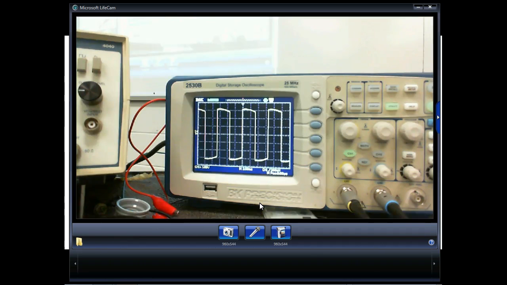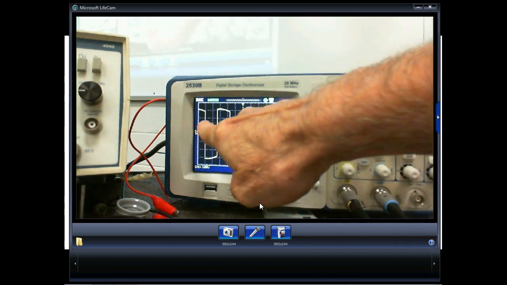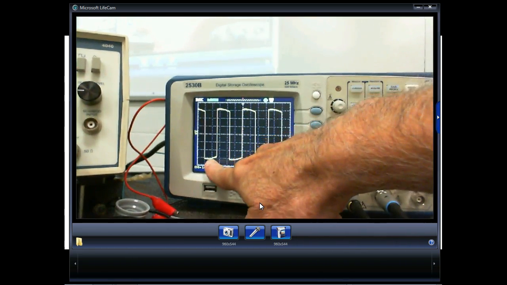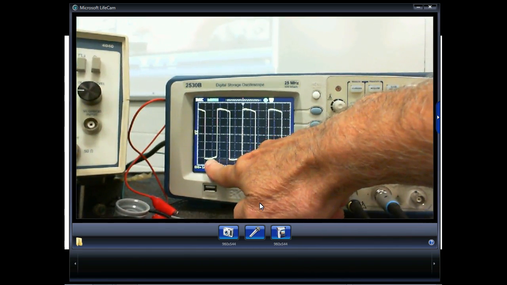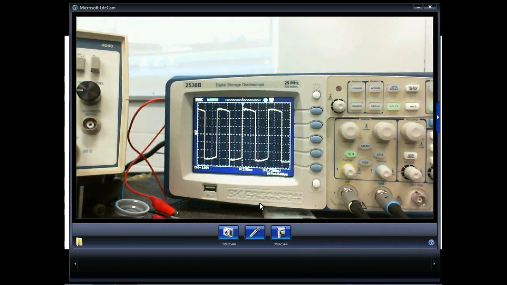Why is it AC? Because this is still positive, this is still negative, right? You understand? So it's AC. The current would be changing direction. But this is not what Alabama Power generates. So we're not going to worry about this.